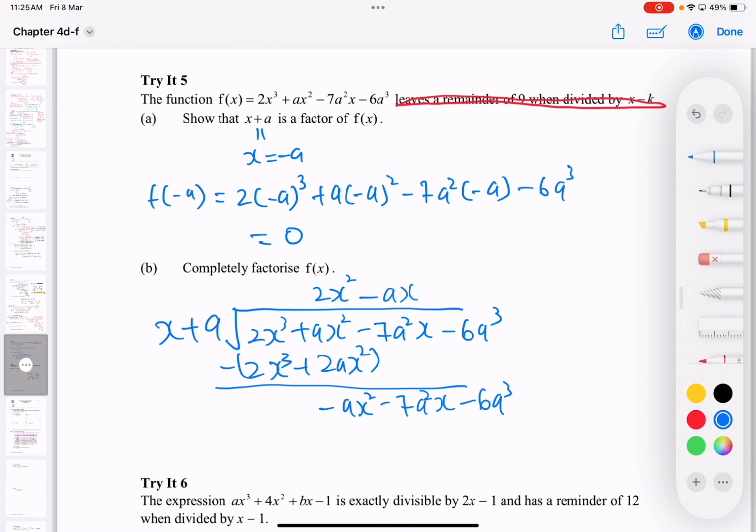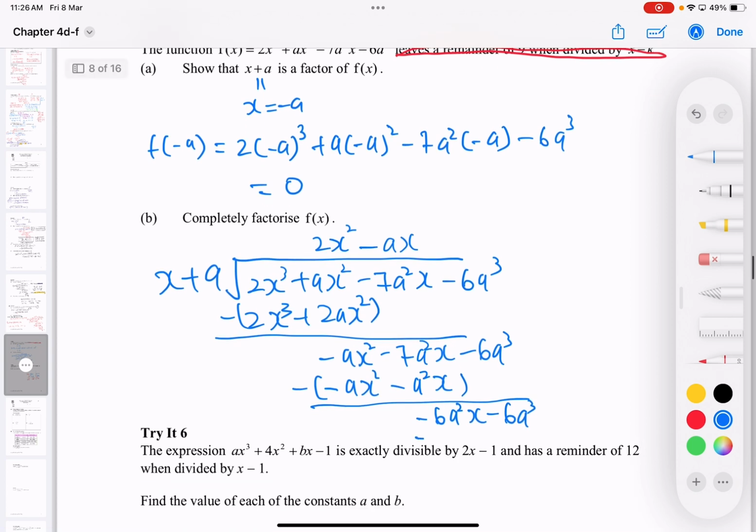And then one more time. Here you multiply by ax. You're going to get negative ax squared minus a squared x. You minus it one more time. So the balance is negative 6a squared x minus 6a cubed. So you repeat that one more time, you're going to get 0. So here is going to be minus 6a squared.